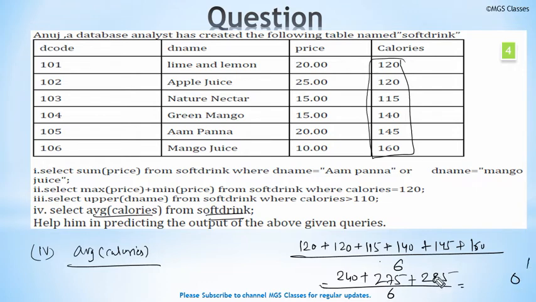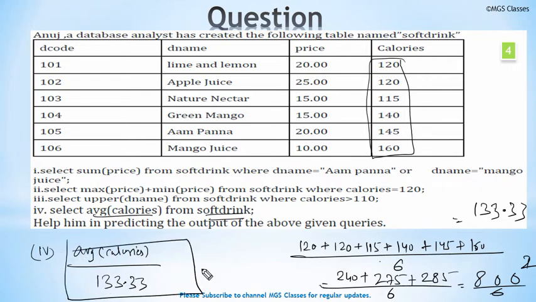So the sum comes to 800 divided by 6. So it will be around 133.33. 133.33 will be the average of this calories column. So that will be in the output.